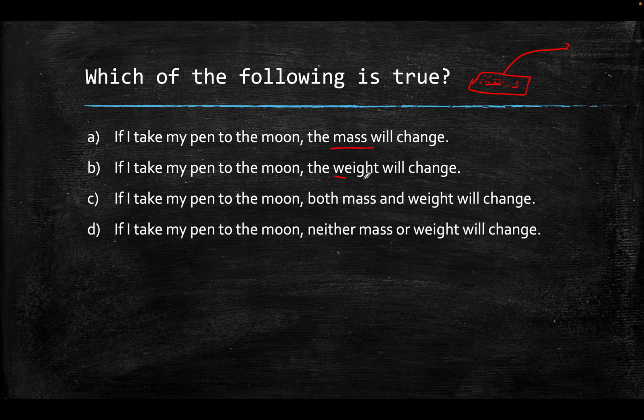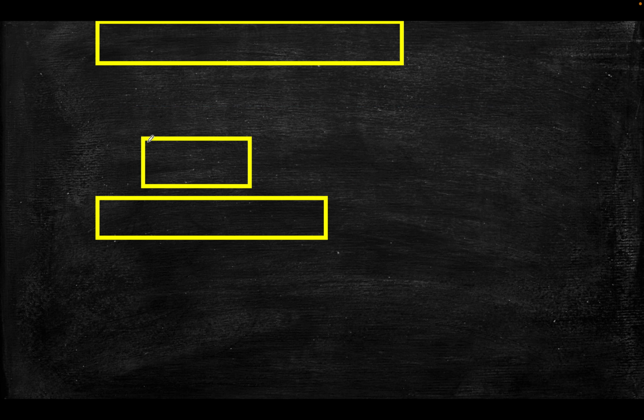What is weight? If you remember, weight is the force due to gravity. So if I take this to the moon and place it there, the mass will stay the same, the same amount of stuff, but the weight will change because the gravity on the moon is much weaker than it is on the Earth. Same if you take it to other planets. It depends on the gravity of the planet. So the best answer in this case would be, if I take my pen to the moon, the weight will change, not the mass. The mass stays the same.